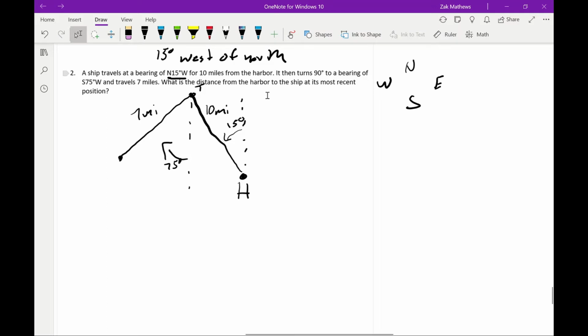We want to know the distance from the harbor to this most recent point, or where we've ended. So I'm looking for this distance here in green, the x. I do know that this is a 90-degree angle. Well, how do I know that? For one, the problem tells me it turns 90 degrees. From going straight, it bent 90 degrees, 90 more degrees to form a straight line. The other way is I know that this angle in here is 15 degrees. So that has to be the same as this angle here. This angle here is 75 degrees because we have some alternating interior angles, and so this is a 90-degree angle right here.